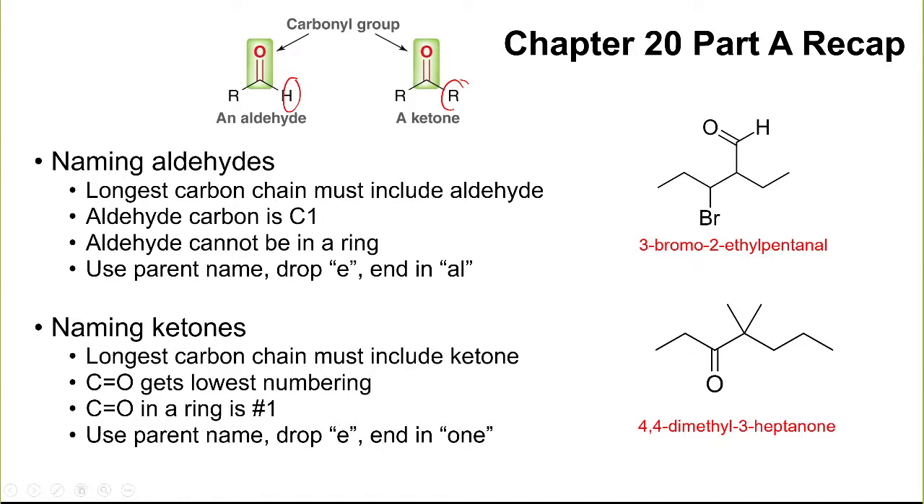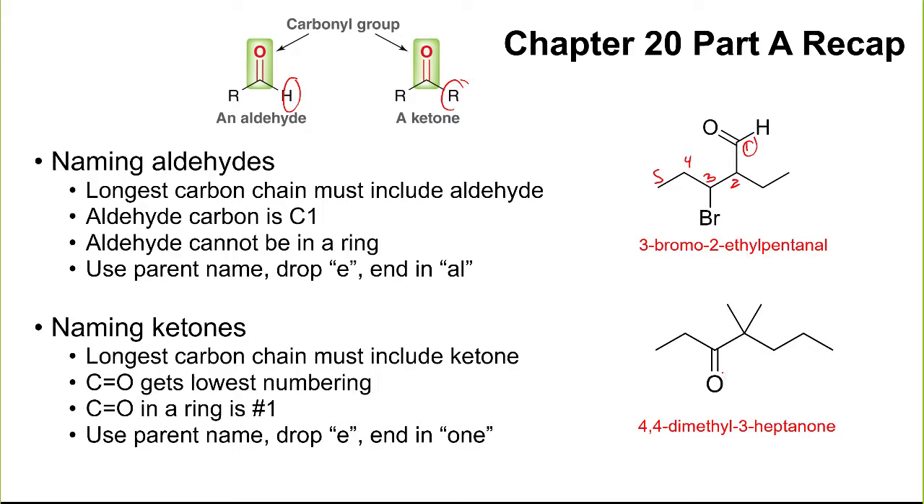When we name an aldehyde, you find the longest carbon chain, which has to include the aldehyde. And then the aldehyde carbon is number 1. That's always going to be 1. Aldehydes cannot be in a ring. And when you are naming the aldehyde, you drop the E of, like, pentane, and then you end it with al. So this structure ends up being 3-bromo-2-ethyl pentanal.